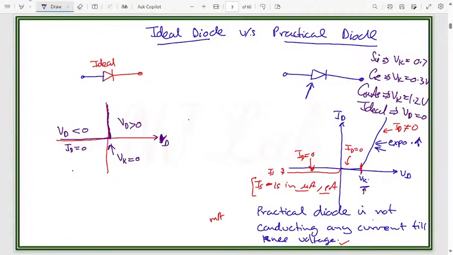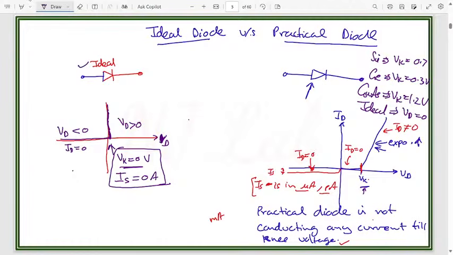And also Is is assumed to be 0. So it is 0 volt, it is 0 ampere, right? If we assume this, it means we have assumed that our diode is an ideal one. So this is the difference between the ideal and the practical diode. And why is it necessary?